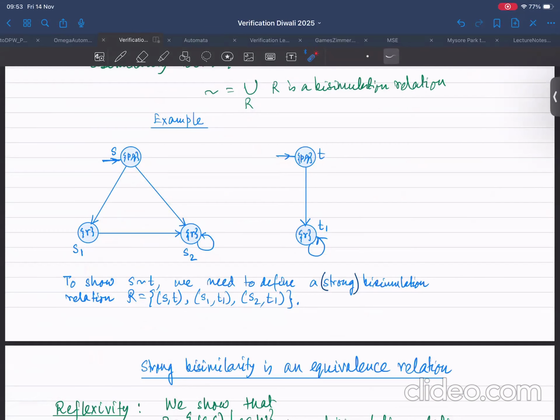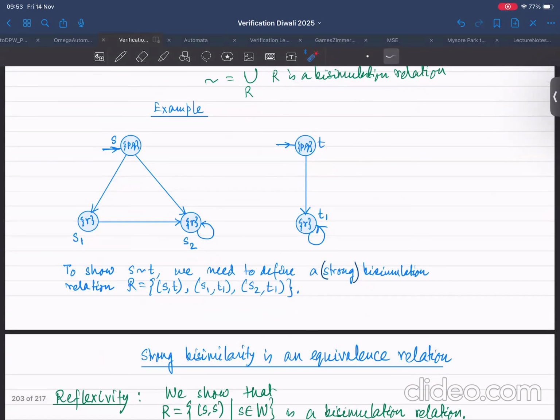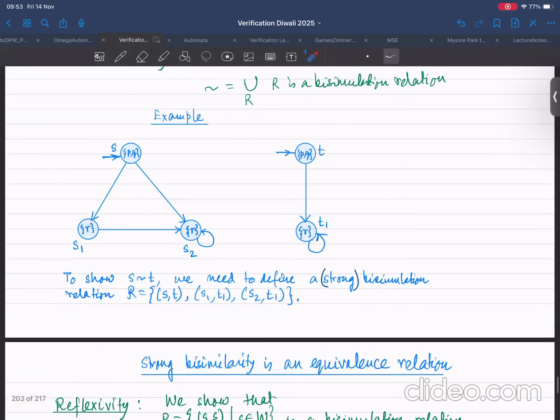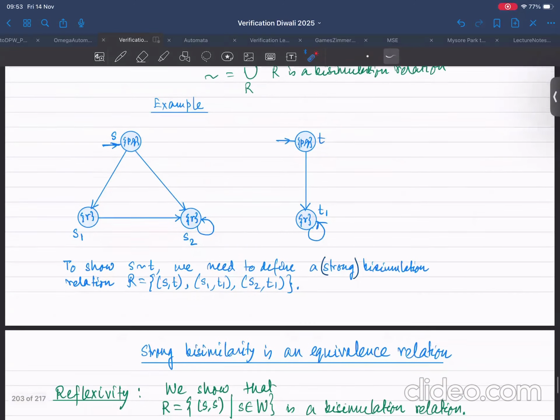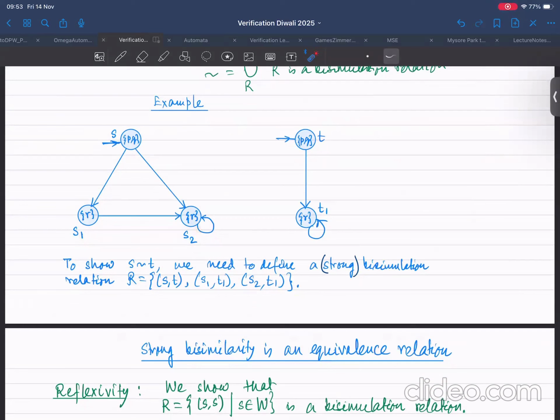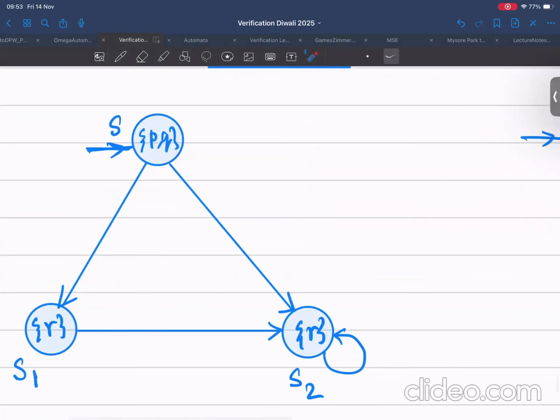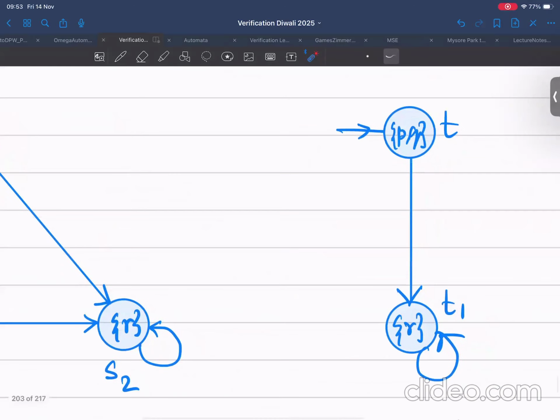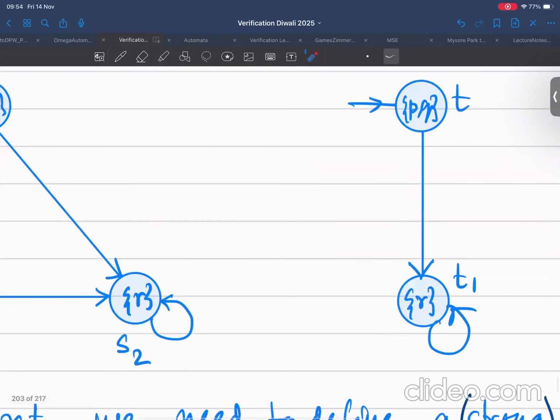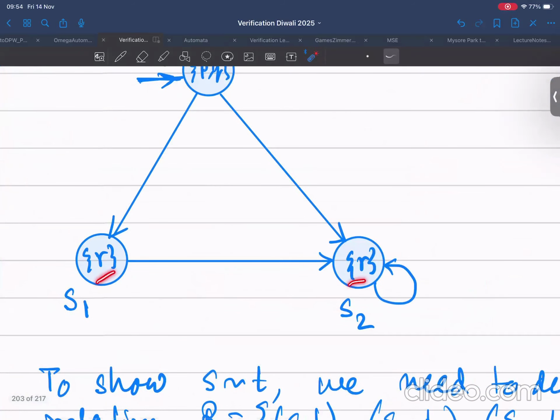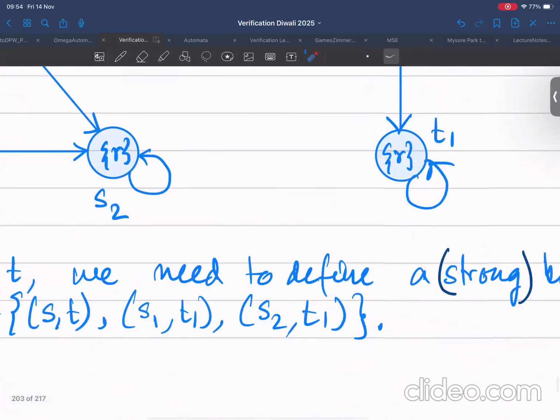In order to say that S and T belong to the relation R, which is a bisimulation relation, then for all successors of S, which are S1 and S2, I have to find a match on the other side. Similarly, for all successors of T, I have to find a match on the other side. Indeed, we can show that here you have P, Q, and here you also have P, Q, as atomic propositions, whereas on this side you have R and R.